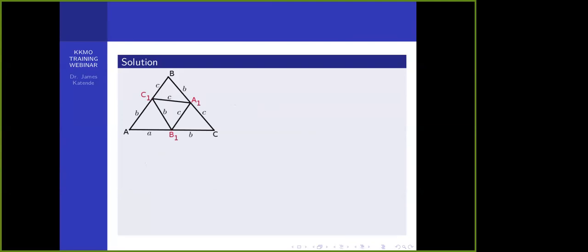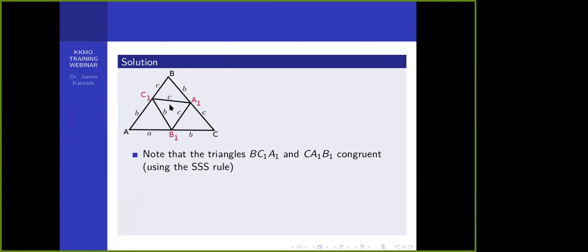We've labeled the corners and the vertices of the triangles. So we can make the following observation. These two triangles, BC1A1 and this other triangle, CA1B1, are congruent. We come to that conclusion based on the three sides of the two triangles being equal. Because you can see here we have a B, we also have a B here, and then we have two C's and another two C's here. So these two triangles are congruent.